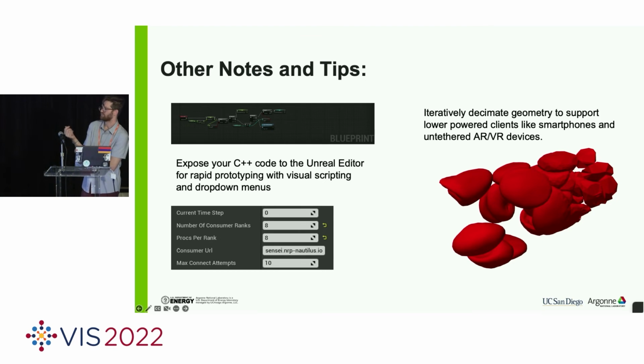So just some things that came up as I was figuring this stuff out. A really nice feature is that you can expose all of your C++ code to the editor, and you can then use nice visual scripting to do quick things. For example, that animation I just showed took only about 10 minutes to program. Another thing I'm currently working on is iterative decimation. This way, if you're really at the edge with a horrible connection, you could still start receiving time steps right away, and then as the connection improves or as time goes on, you could pull in the higher-res steps.